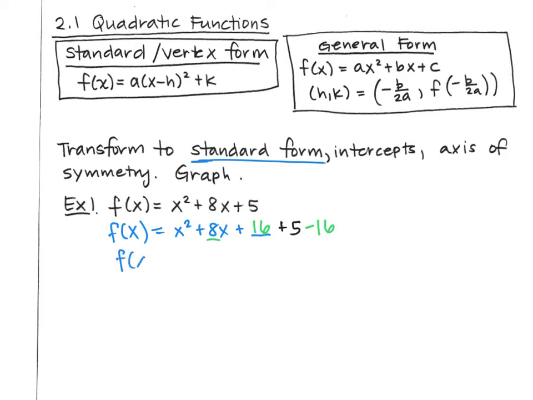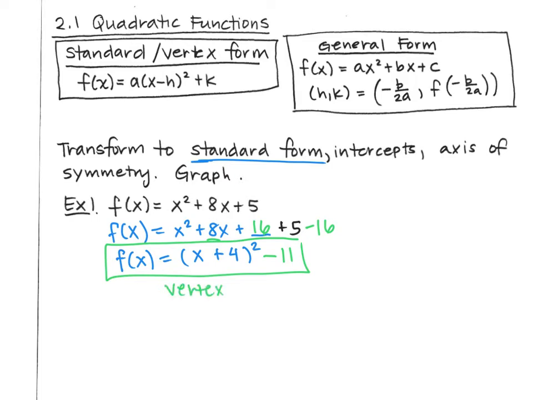Okay, but why did I do this? I did this so that now the x squared plus 8x plus 16 could be factored into a perfect square, because x squared plus 8x plus 16 is factored into x plus 4 quantity squared. And then at the end I have 5 minus 16. 5 minus 16 is minus 11. Okay, so I have already transformed this to standard form or vertex form. From this, I already can determine that the vertex will be negative 4, negative 11, because this is the parabola shifting left 4 and down 11.